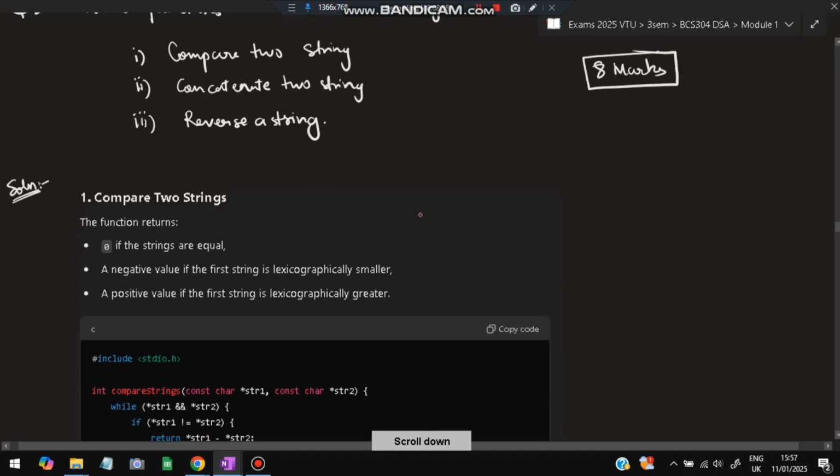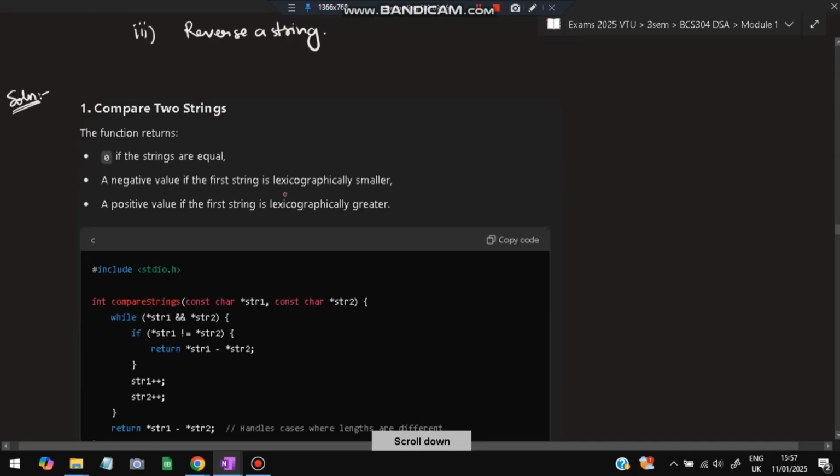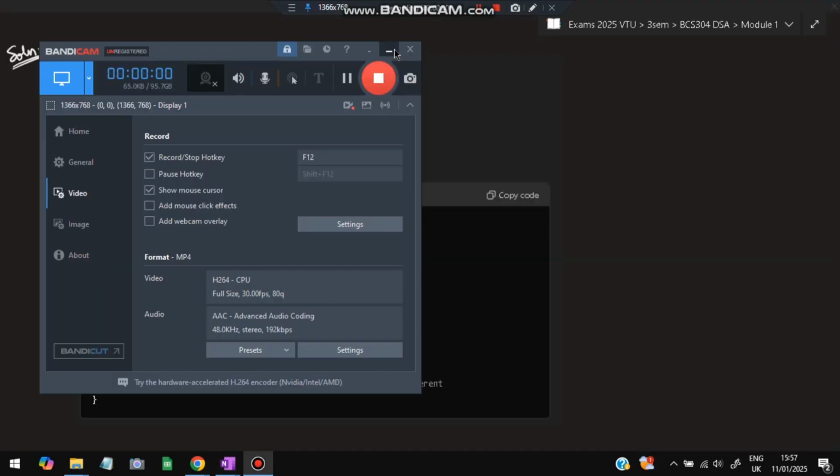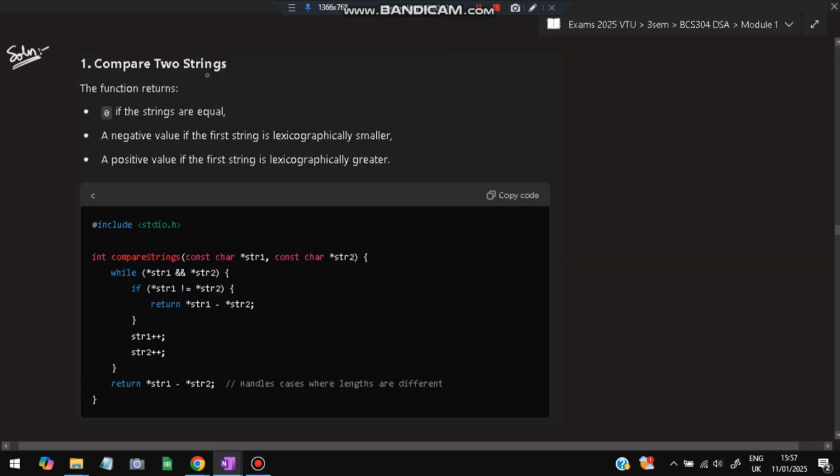So how will we be approaching this? First is compare two strings. What do you mean by compare? Compare means checking. We'll be checking two strings. So here let's have a look at what is present. In the first one, comparing two strings, the function we have defined returns 0 if the strings are equal. These are the conditions defined for this particular problem.